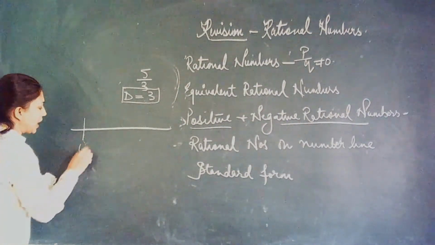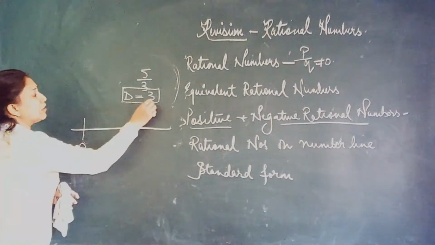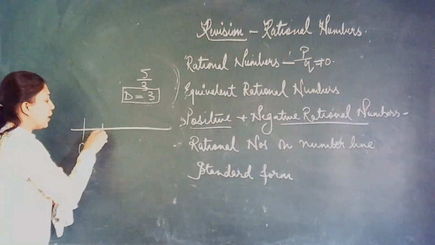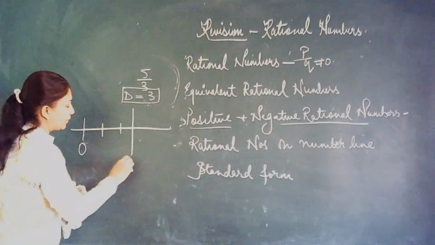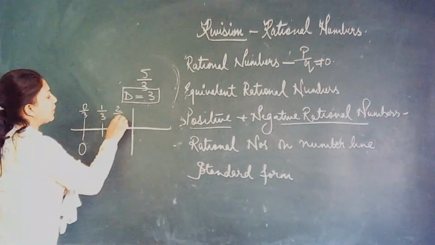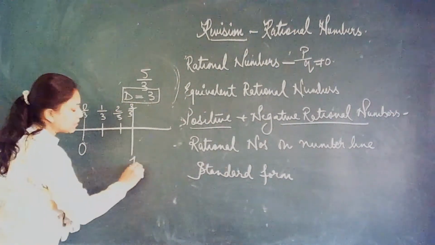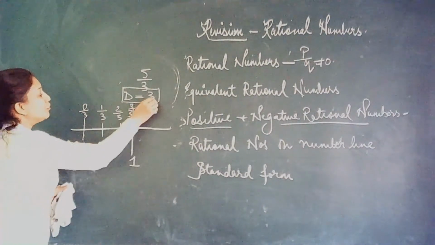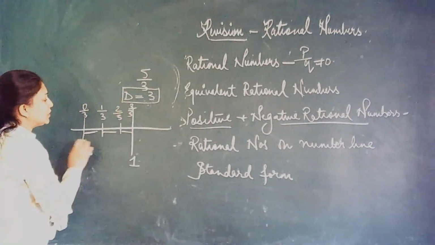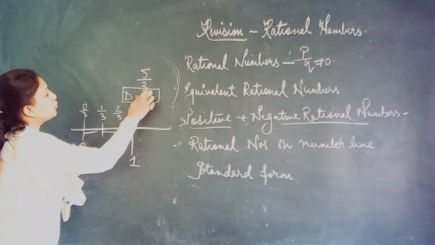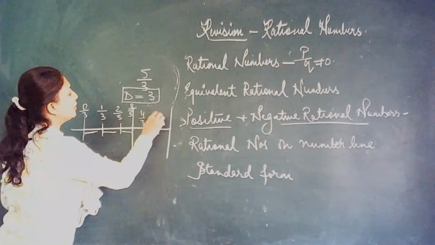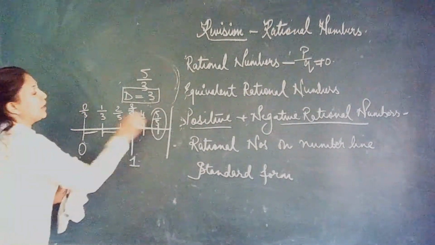Now see, I said check the denominator, and how many do you have? 3. So 3 partitions should be there. See 1, 2, 3. This is 0 by 3, 1 by 3, 2 by 3, 3 by 3, that means a whole number. I told you, you make 3 partitions between the two whole numbers. You want 5 by 3. So again 1, 2, 3. This is 4 by 3, and this will be your 5 by 3.